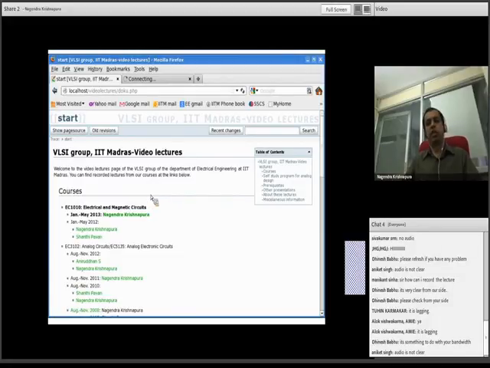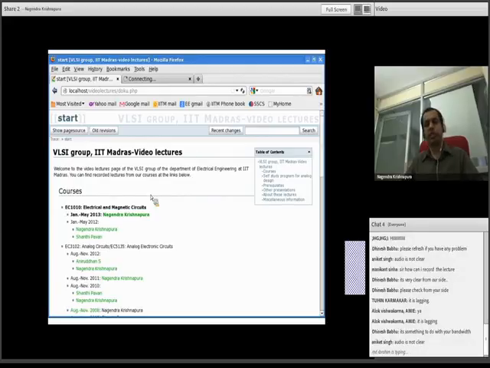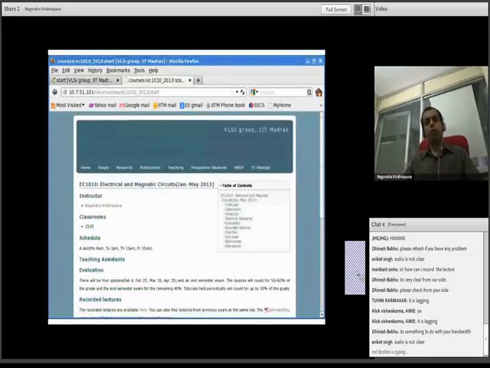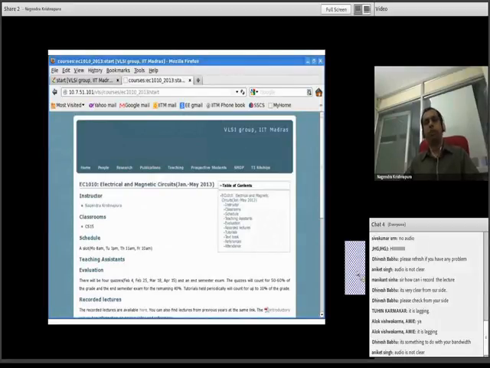You of course are familiar with NPTEL. I think that's how you came to this course. So NPTEL lectures are also very useful on specific topics. And the VLSI group homepage at IIT Madras, this is also something that you can use to further your knowledge of circuits. Okay.